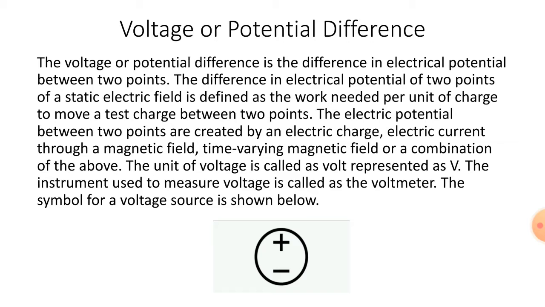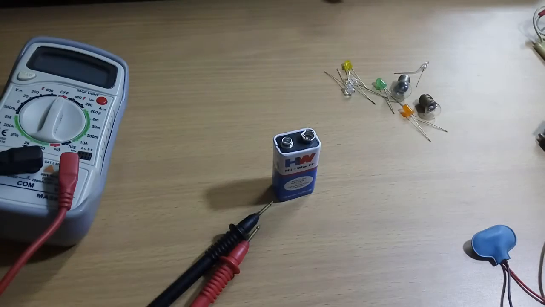The unit of voltage is called the volt, represented as capital letter V. The instrument used to measure voltage is called the voltmeter. The symbol for a voltage source is shown below. When a potential difference is created by a voltage source, the electrons flow from one end of the conductor to the other. By convention, this causes a current to flow through the conductor from the positive to the negative end.